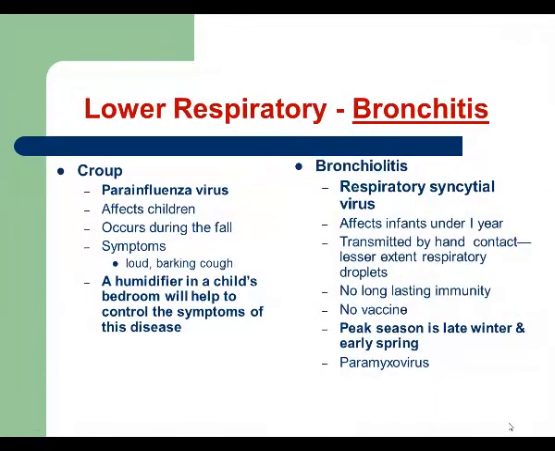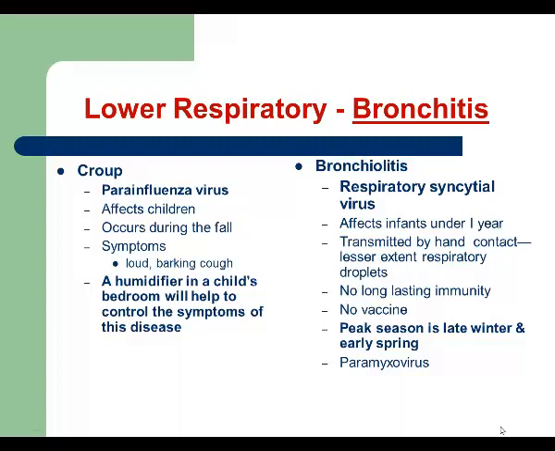Bronchitis. It means an infection of the bronchi. We start with croup, or we can call it laryngotracheal bronchitis, because those areas of the respiratory tract will be affected. Croup is caused by parainfluenza virus. It usually affects children. The source of infection will be an infected individual. Infection is transmitted by respiratory droplets. Usually we have outbreaks of croup in the fall when the air is dry.